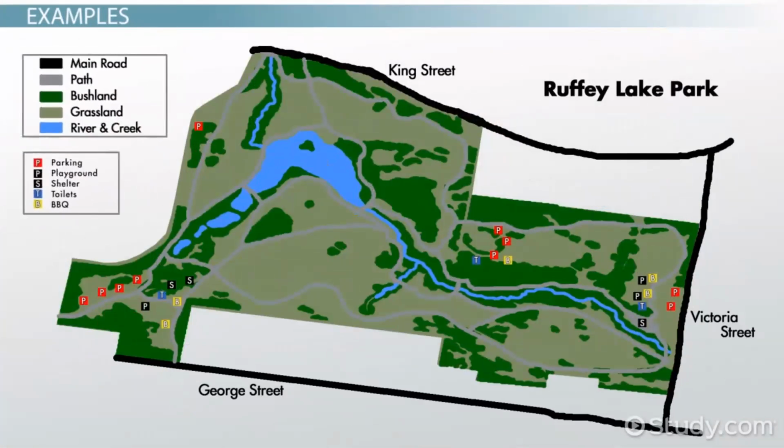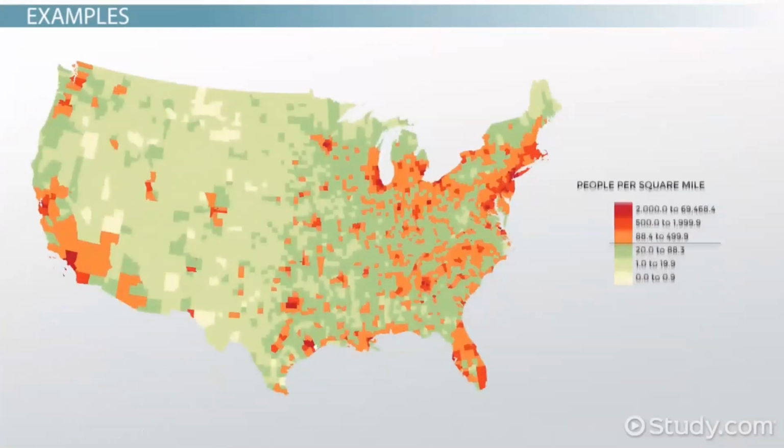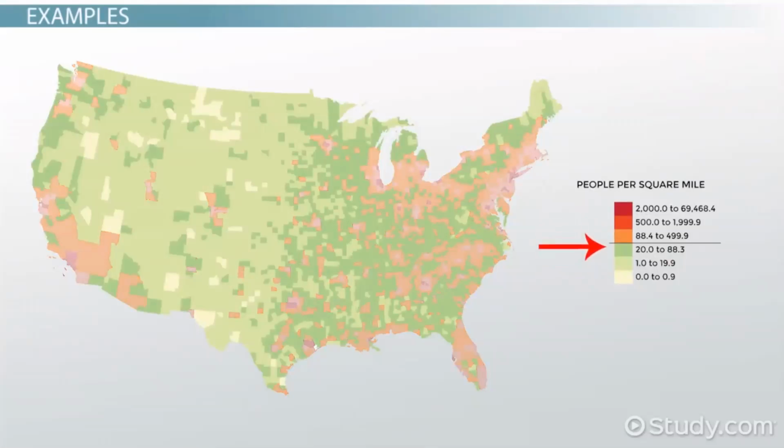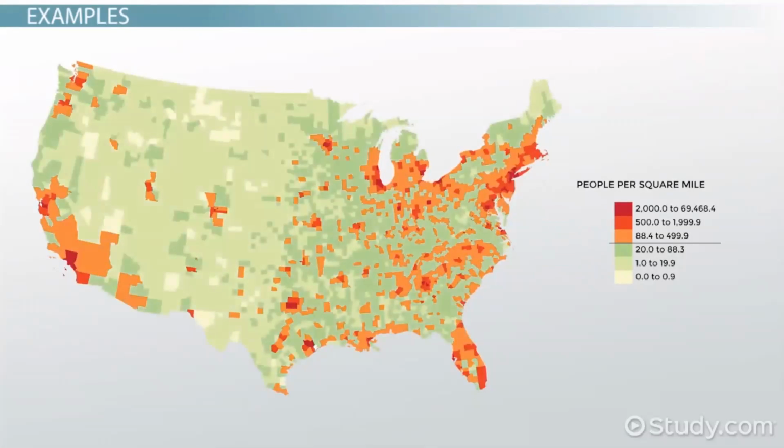It's the map key that makes the map useful. This map has a different type of map key. The map shows the population of the United States and is color-coded. The map key explains what the colors mean. Green areas are the least populated, while red areas have the most people. Once you understand what the colors represent, it's easy to see where the most or fewest people live in the country.